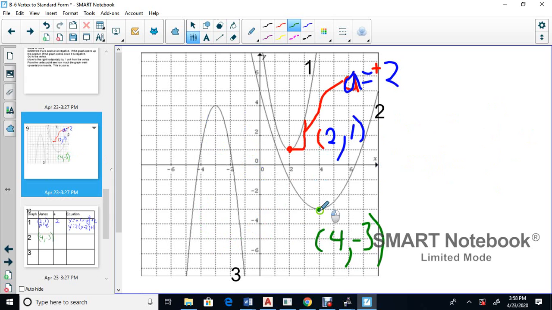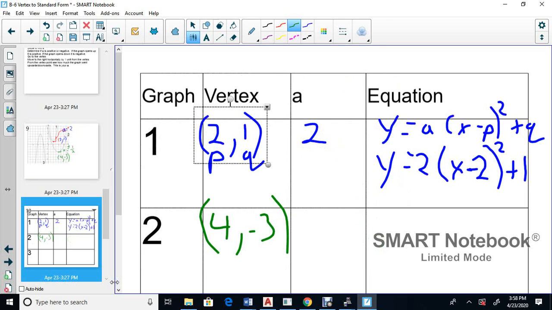Okay, we go over 1 square this way. We go up halfway. We're not going the full square, about halfway. So A equals half, or 0.5, or I'll just write half, but you can put 0.5 there if you like. Now it opens up, so it's positive. It doesn't open down, so it's going to be positive.